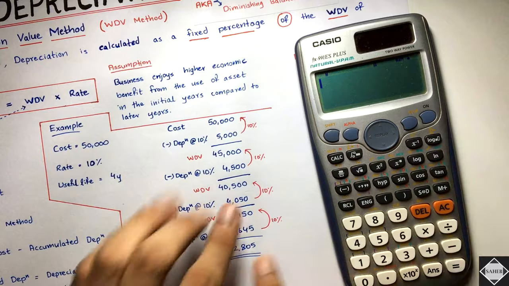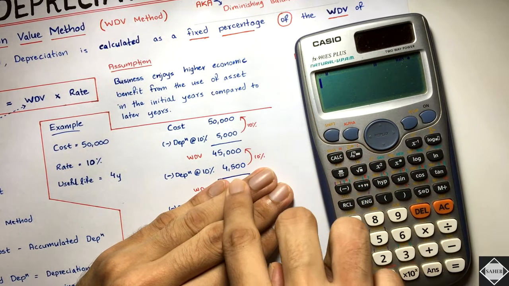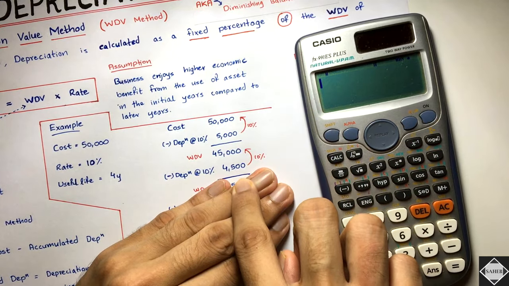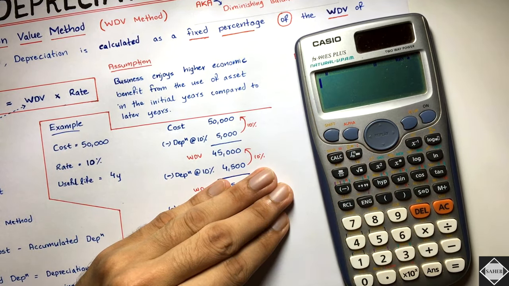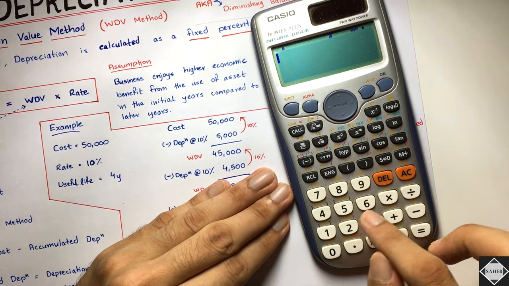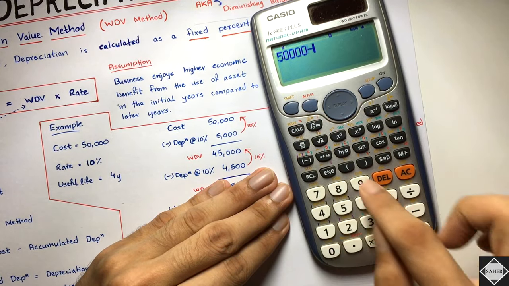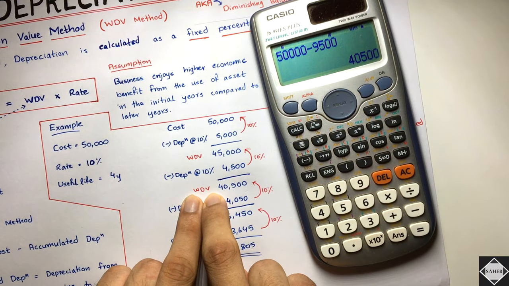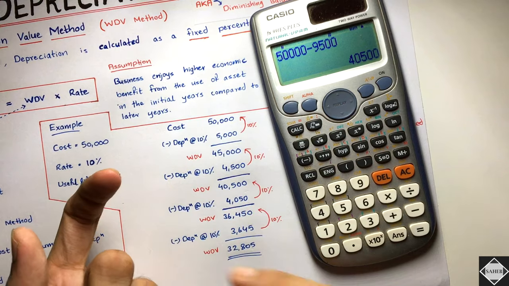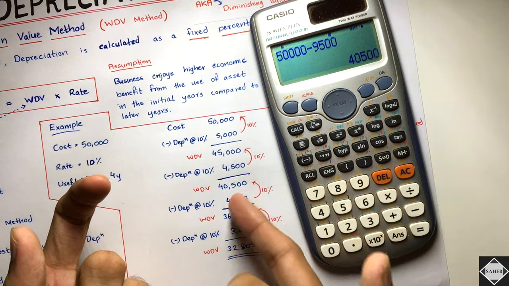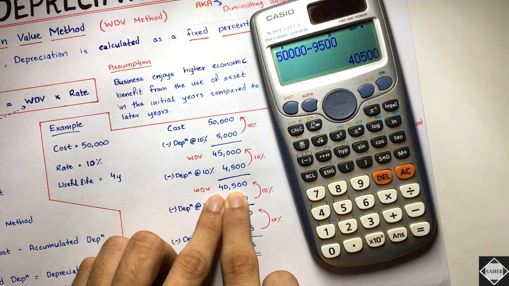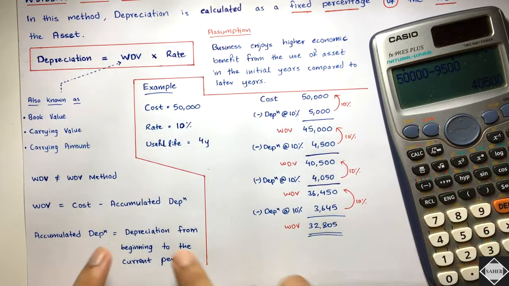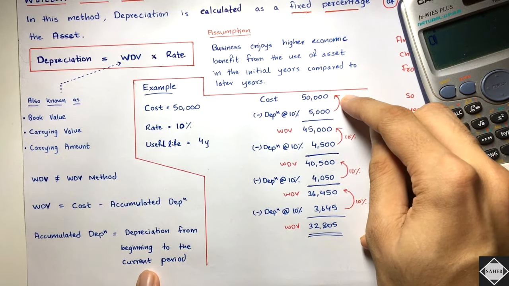You understood now? What is the accumulated depreciation over here? At the end of the second year, accumulated depreciation is 5,000 plus 4,500, that's equal to 9,500. So if I take the cost 50,000 minus 9,500 accumulated depreciation, I will get the WDV at the end of the second year. Understood? Easy. Fine. So accumulated depreciation is nothing but depreciation from the beginning to the current period.